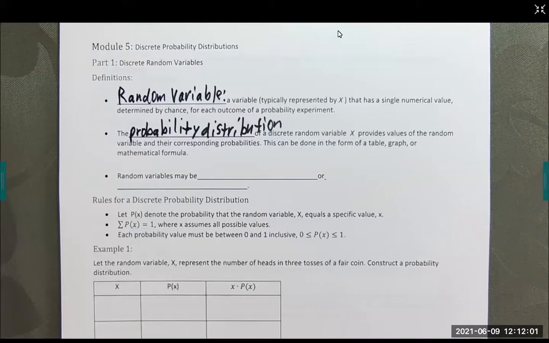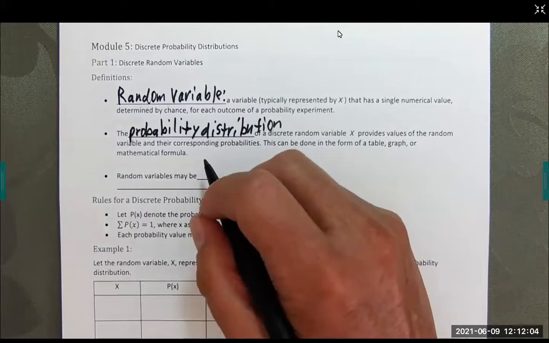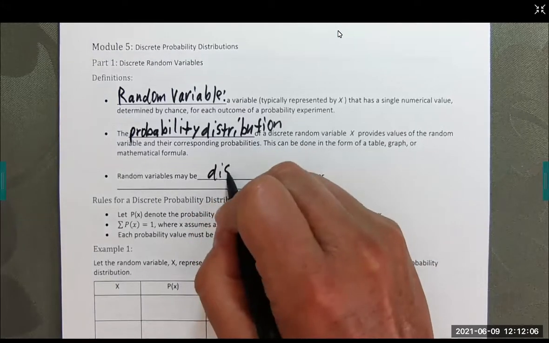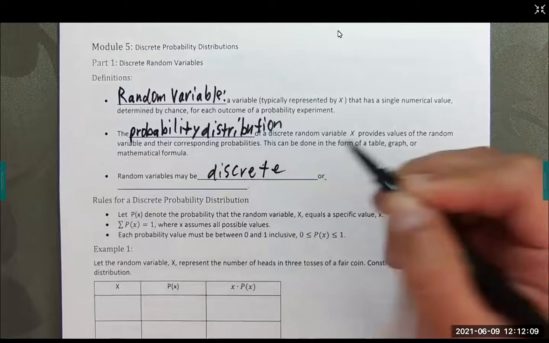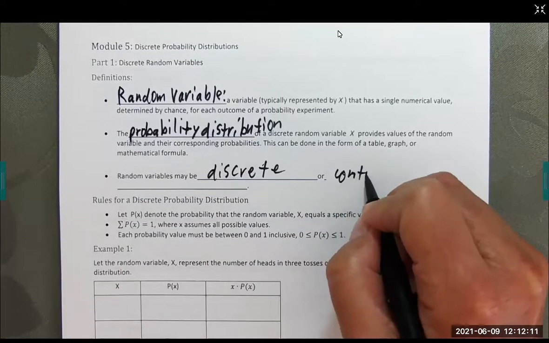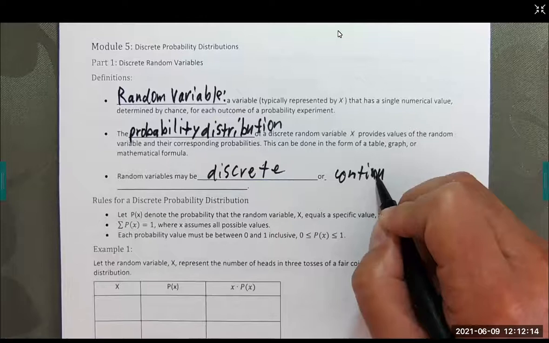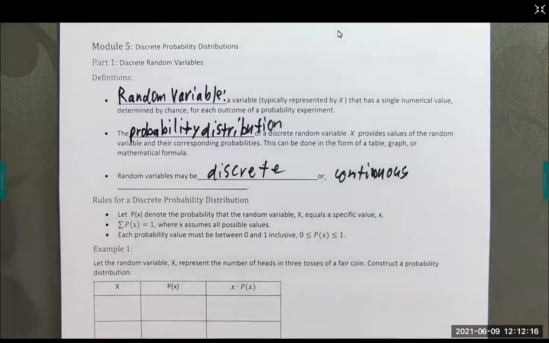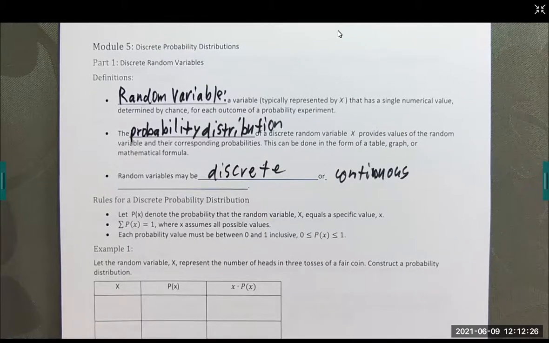And random variables may be discrete or continuous. This particular chapter 5 is all about discrete probability distributions, and chapter 6, in fact the rest of the chapters, will be on continuous ones. So this is the only time we get discrete. Here are some rules for a discrete probability distribution.